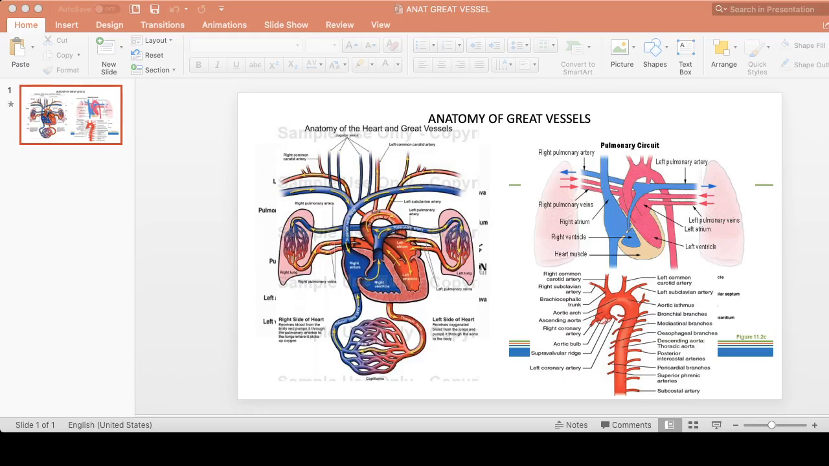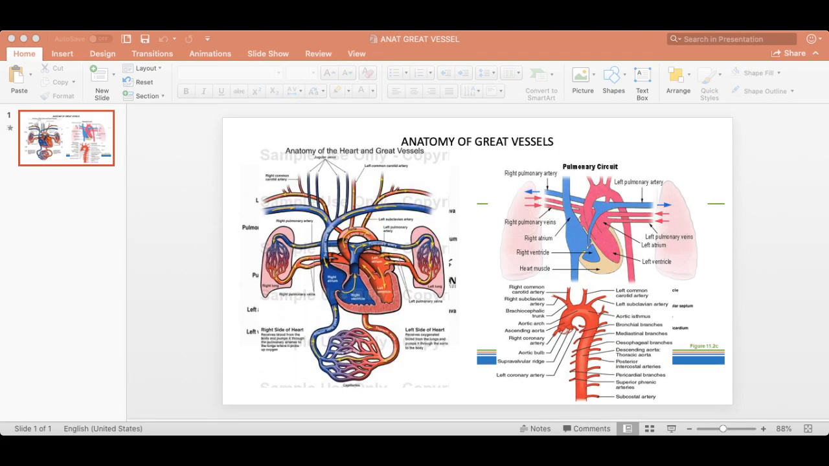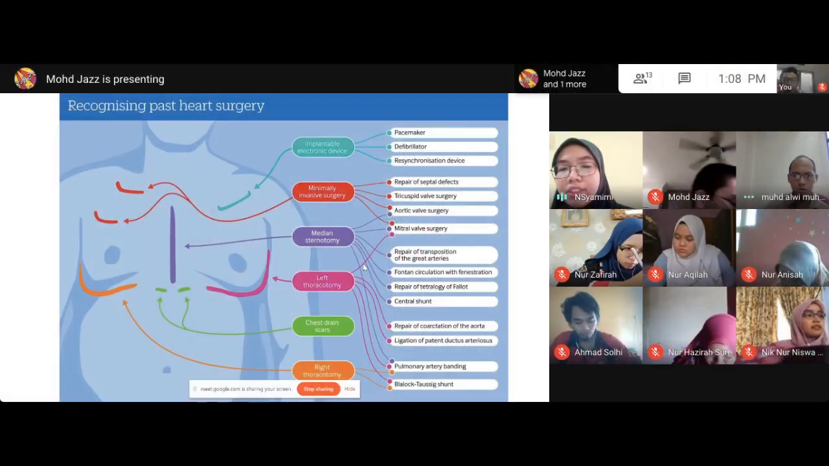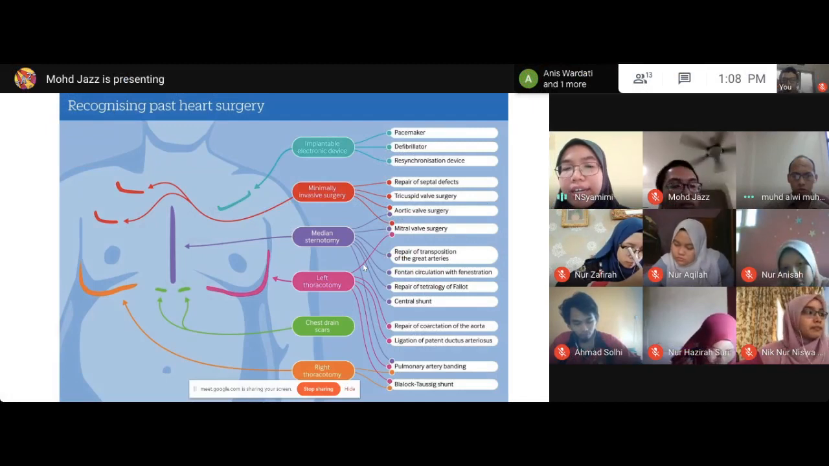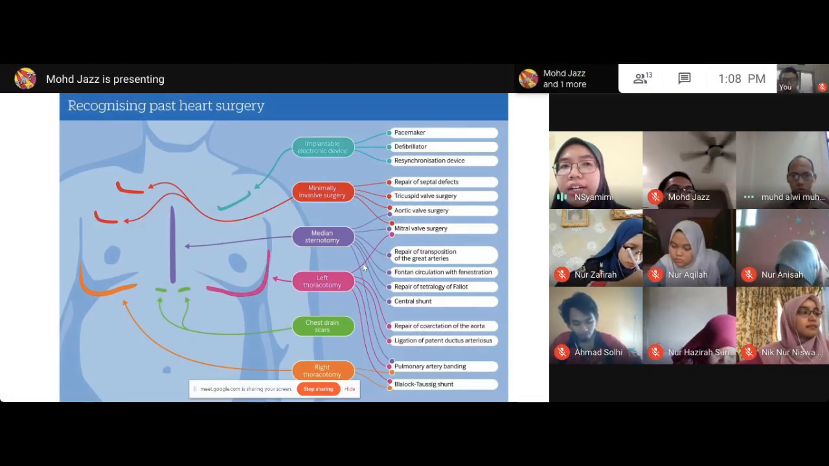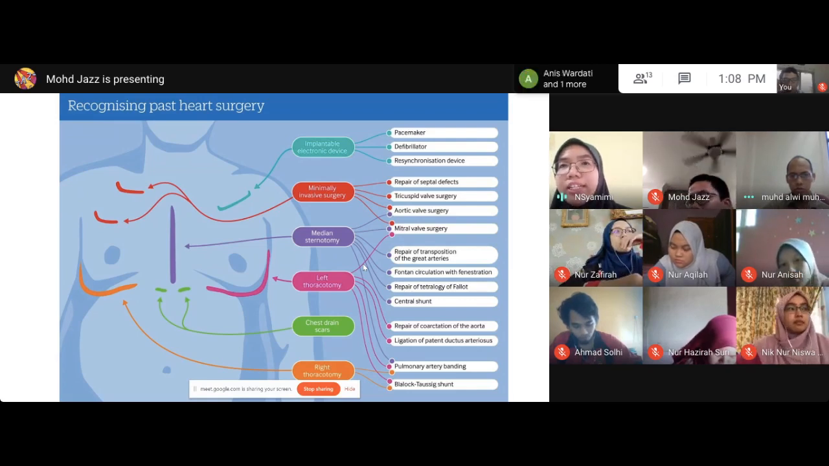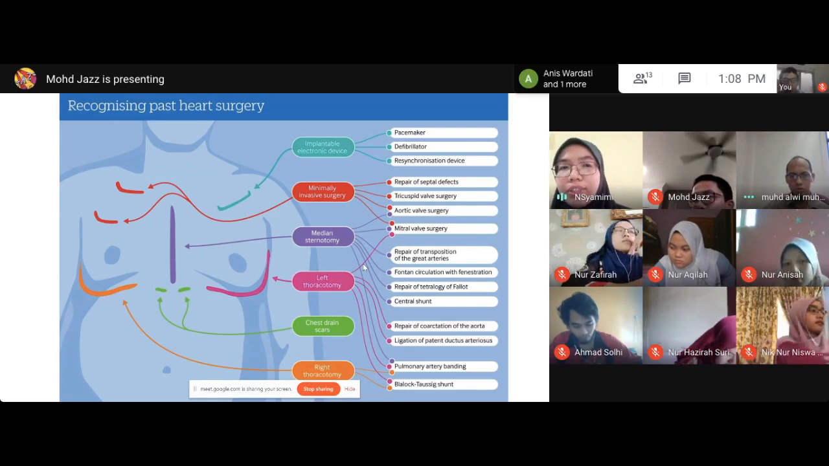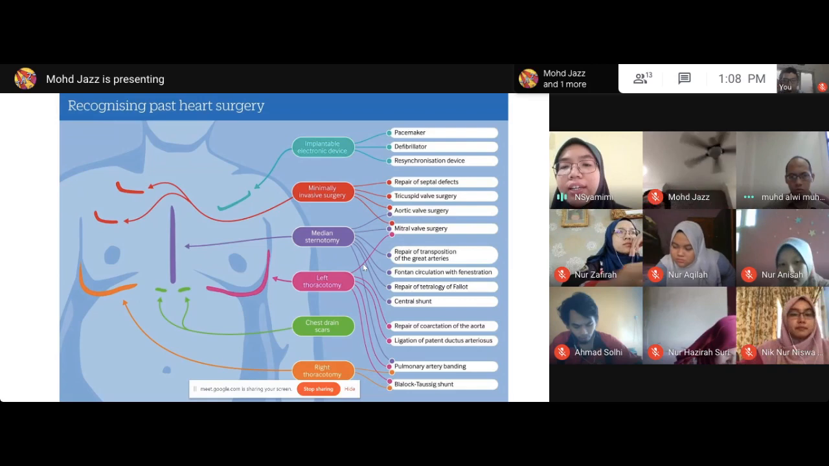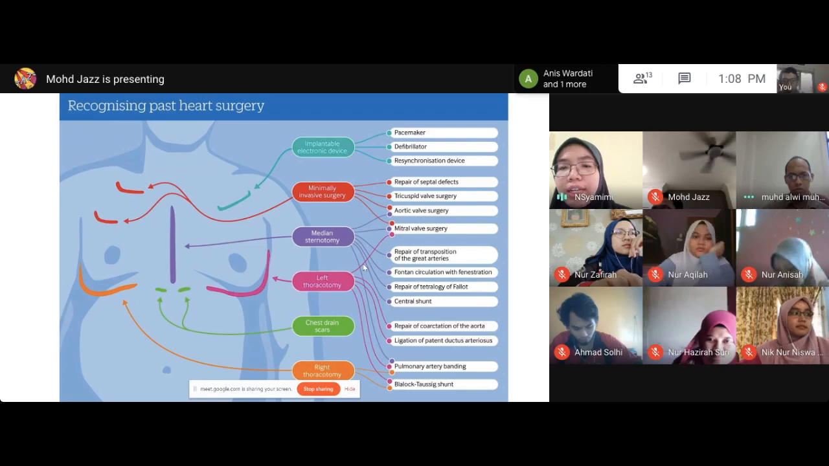For the right thoracotomy, the indication is that we can do the right thoracotomy in case of pulmonary artery banding, which can also be done in left thoracotomy, or right Blalock-Taussig shunt. For the right Blalock-Taussig shunt, the Blalock-Taussig shunt can be done left or right. It is based on where the aortic arch of a person is located, because in a normal person, the aortic arch is usually located at the left. But in some patients, as a normal variant, the aortic arch can be at the right side. So when the aortic arch is at the right side, we have to do the Blalock-Taussig shunt at the right side.